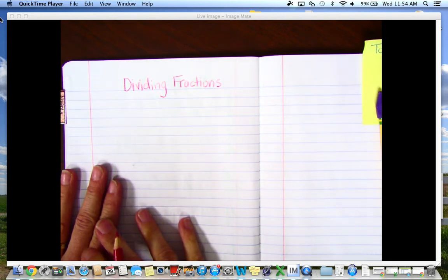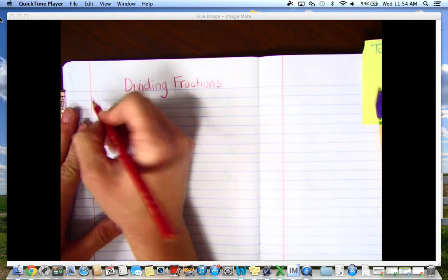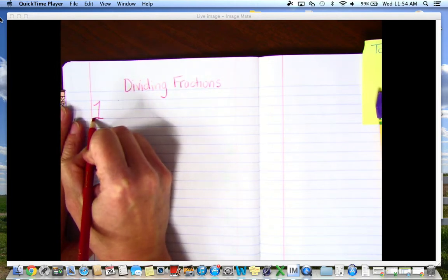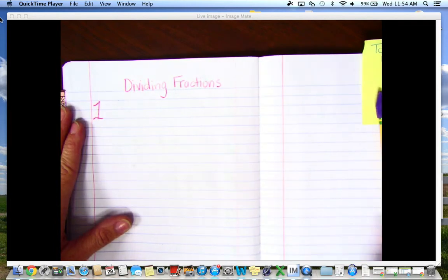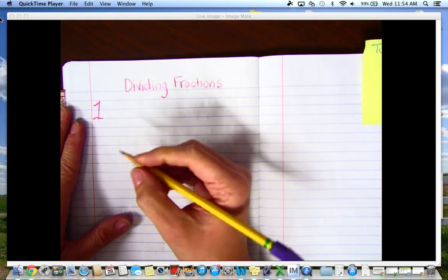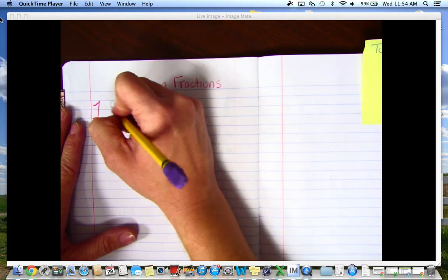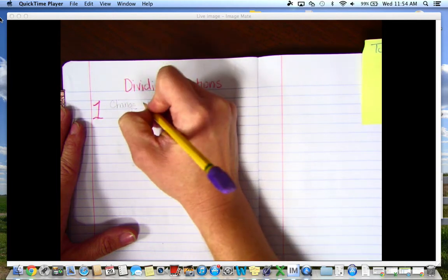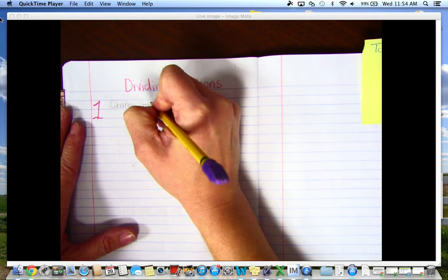I am going to make a 2-line tall number 1, just as I did for the others, after I skip a line. So I'm going to skip one line and make a 2-line tall number 1. Switching back to my regular pencil, step 1 for dividing fractions is to change the mixed number into an improper fraction, just like we did to multiply.